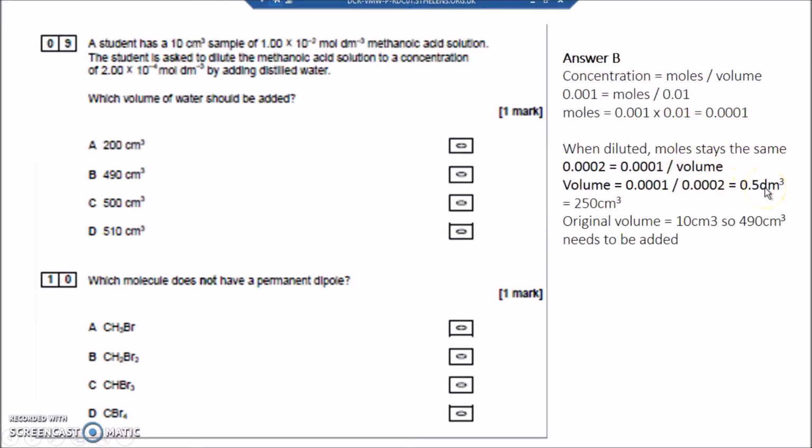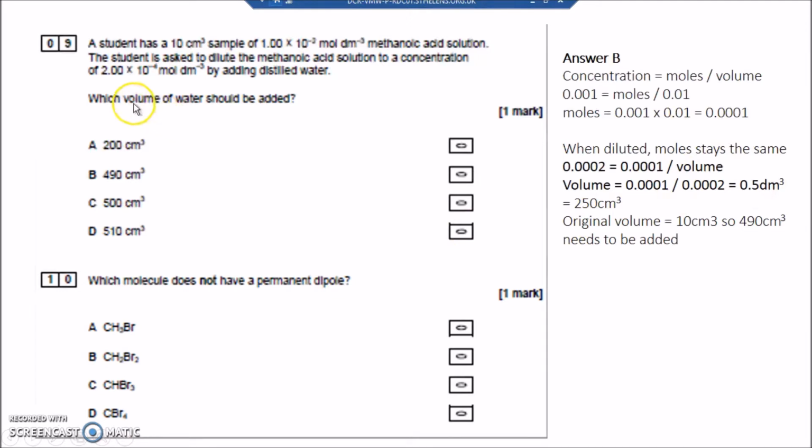So the volume equals that multiplied by 1,000, which is 500. I don't know why it says 250 centimeters cubed. That's wrong. 500 centimeter cubed, it should say. 0.5 decimeter cubed is 500 centimeter cubed.